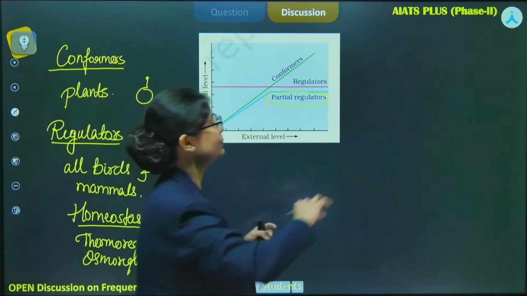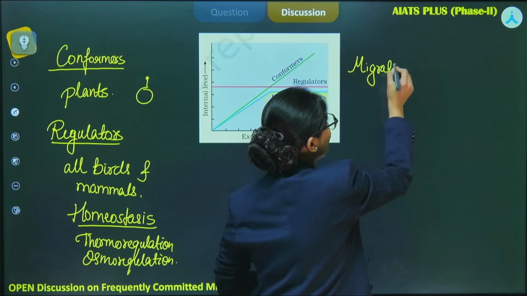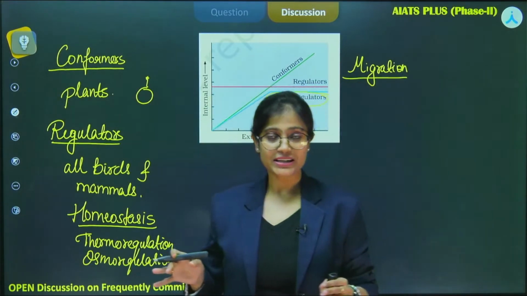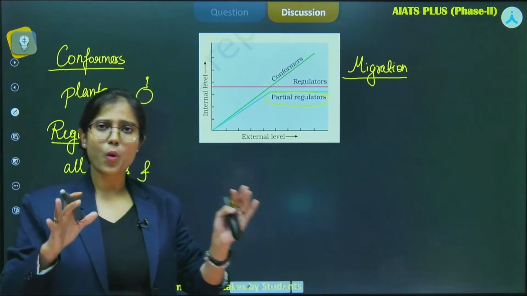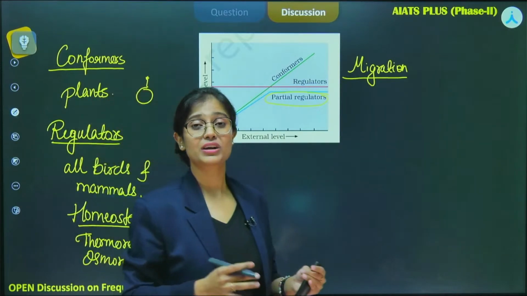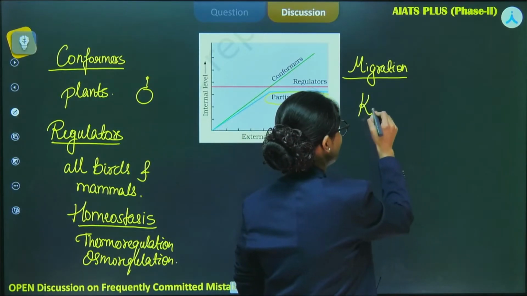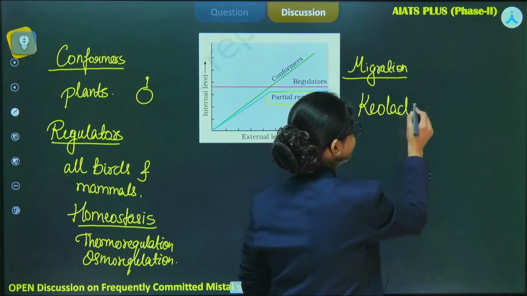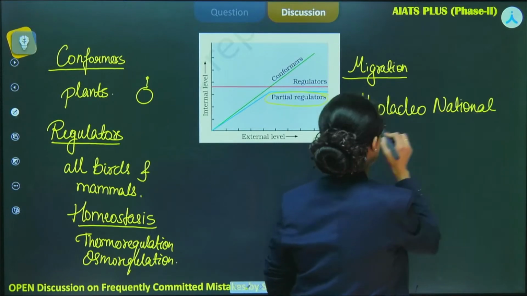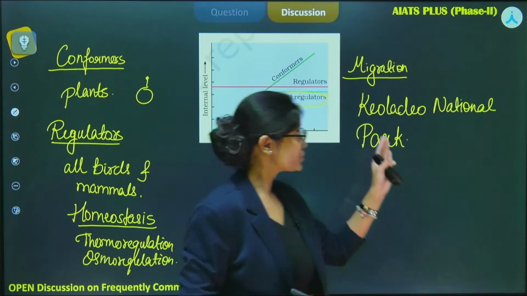Apart from these two, one more is known, which is migration. Migration, in simple terms, is that organisms move from an inhospitable condition to a hospitable condition, and once the condition becomes favorable, they come back. For example, there are certain birds which come to Rajasthan's Keoladeo National Park in winters. Please remember the name of this national park, as it has been asked in the NEET exam previously. Okay, so this is one of the ways.